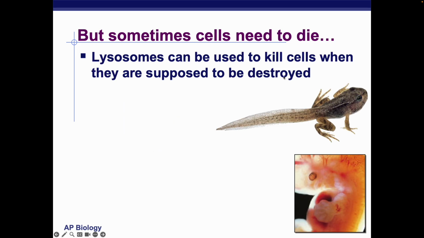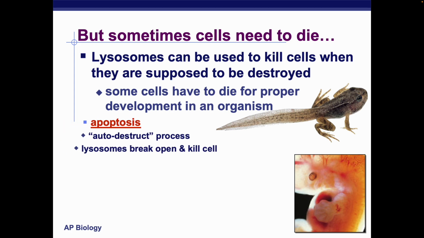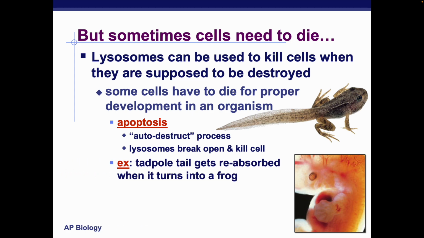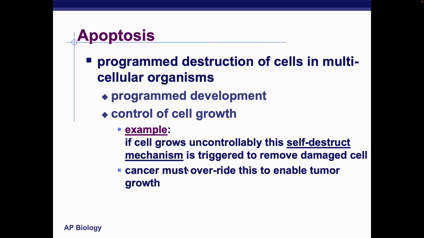But sometimes cells need to die, and lysosomes can be used to kill cells when they're supposed to be destroyed. Some cells have to die for proper development in an organism. For example, apoptosis. Apoptosis is actually the autodestruct process in our cells. Lysosomes will break down and act as proteases and just kill the cell. So apoptosis is basically the programmed destruction of cells in multicellular organisms.